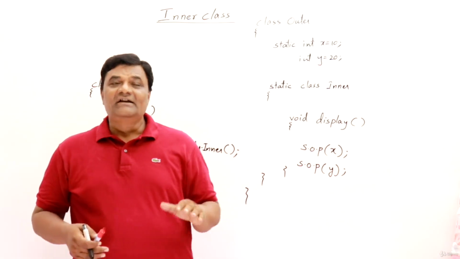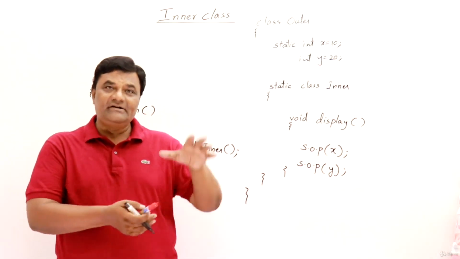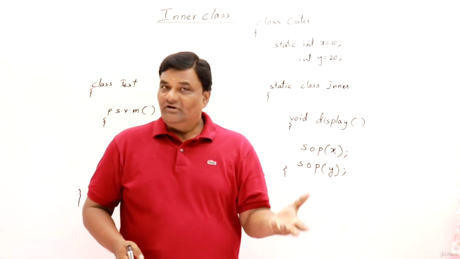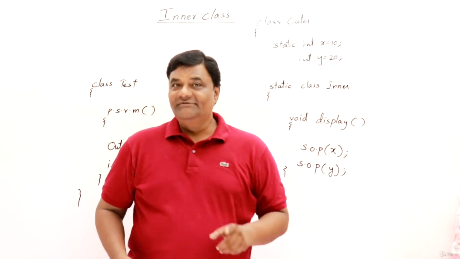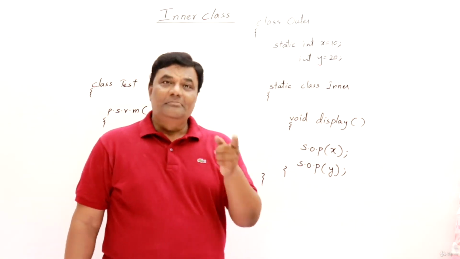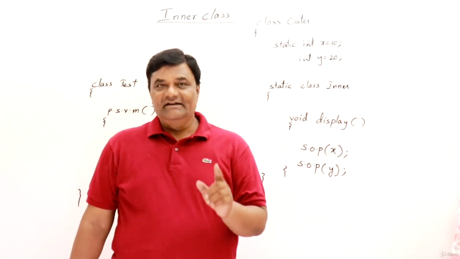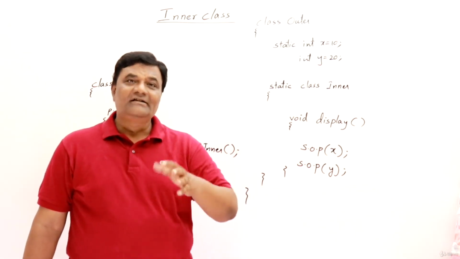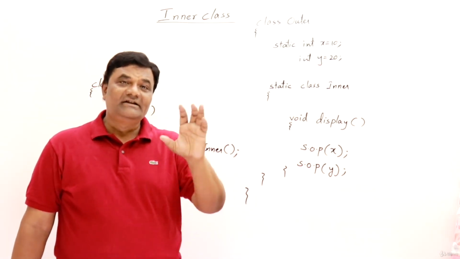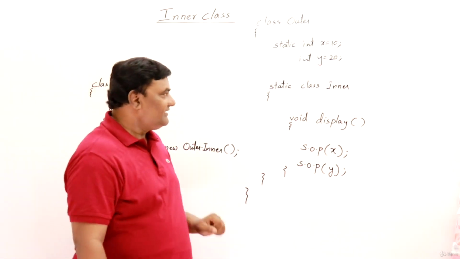The difference is that nested inner classes are dependent on the outer class and they are not accessible directly outside without the object of the outer class, but the object of a static inner class can be directly created outside the outer class without creating an object of the outer class. So let us look at this.